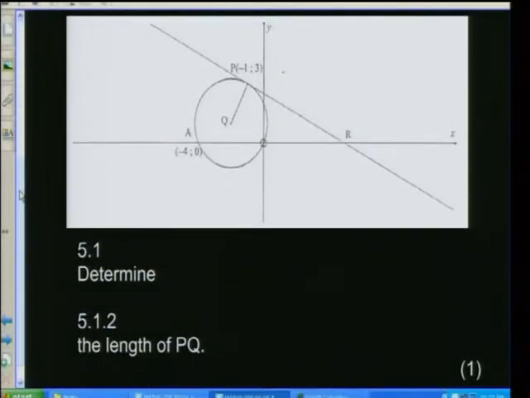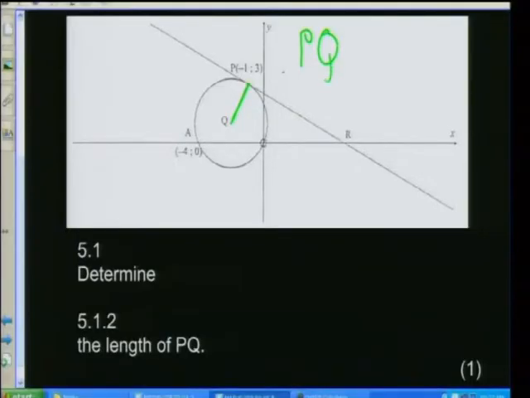Now we are asked to determine the length of PQ. Guys, please, whatever you do, don't do the distance formula. PQ is a radius. So we already know that the radius squared of the circle is 5, so the length of PQ must be square root of 5 units. And I think it will be absolutely fine to leave it in surd form unless you're told otherwise.